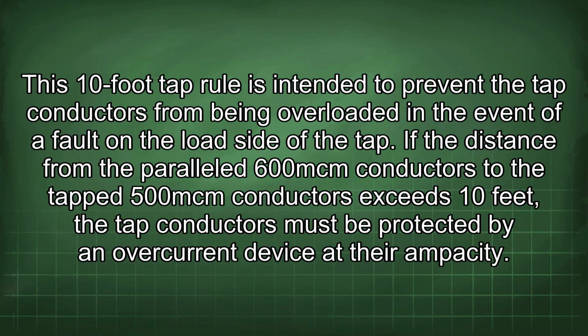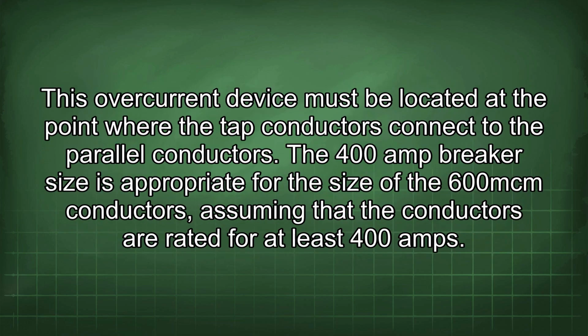If the distance from the parallel 600 kcmil conductors to the tap 500 kcmil conductors exceeds 10 feet, the tap conductors must be protected by an overcurrent device at their ampacity. This overcurrent device must be located at the point where the tap conductors connect to the parallel conductors. The 400 amp breaker size is appropriate for the size of the 600 kcmil conductors, assuming that the conductors are rated for at least 400 amps.